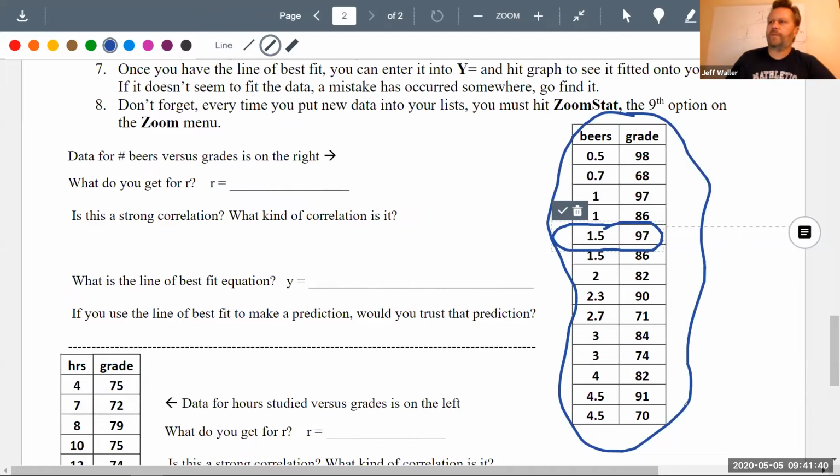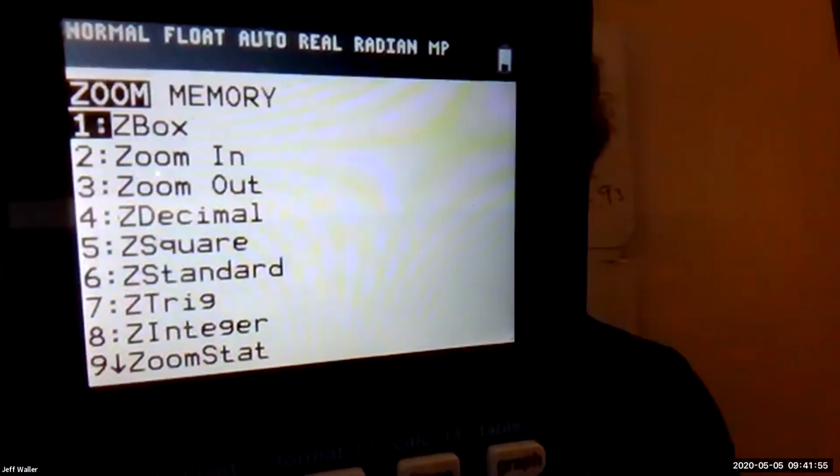Why am I still sharing? Why am I doing that? You guys, I'm sorry. You're all trying to see that tiny little screen. Is that better? I'm sorry. Nobody was saying anything. So again, it's zoom 9. So anytime you put new data in, oh, you're almost dead. I've got to plug you in. In an older calculator, I don't know what you think I have here with me. I don't. It's the same thing, Lewis. I'm not sure what to tell you.